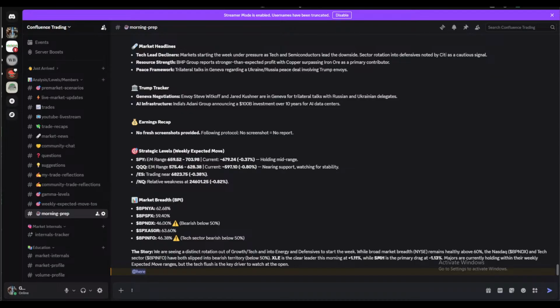Okay, so the story: we are seeing distinct rotation out of growth tech and into energy and defensives to start the week, while broad market breadth and NYSE remain healthy. The Nasdaq and tech sector have both slipped into bearish territory. XLE is the clear leader this morning at up 1.11%, while semis are the primary drag, down 1.13. Majors are currently holding within their weekly expected move ranges, but the tech flush is the key driver to watch at the open. Okay, that's what we got going with some of the news.